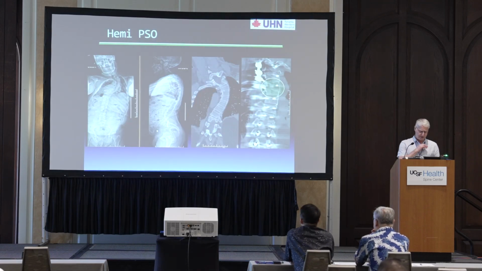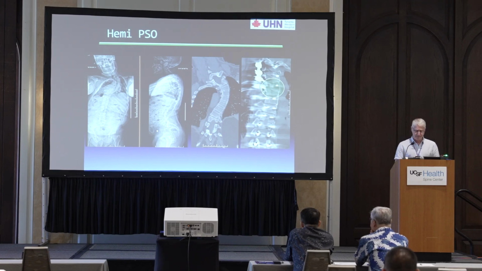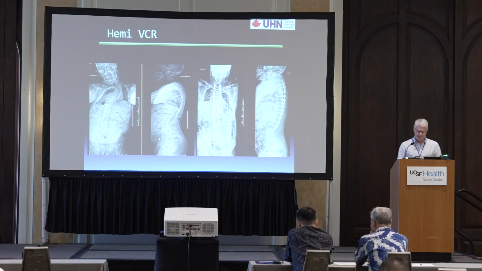And we've been doing this now for more of these very aggressive, sharp, angular curves that perhaps a Smith-Petersen is not going to be enough, and a VCR may be a bit too much. And so we do these kind of vertebrectomies. Even though they don't have a hemivertebra, we just cut our own hemivertebra out on our resection. And so you don't have to worry about anterior column support. You have much more control of the anatomy, and then close it down.